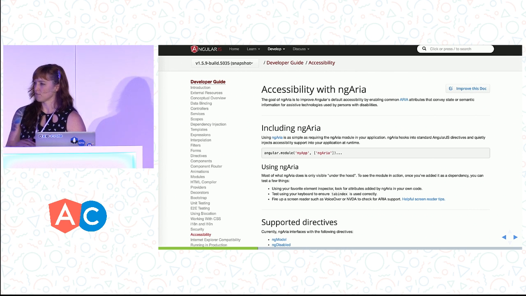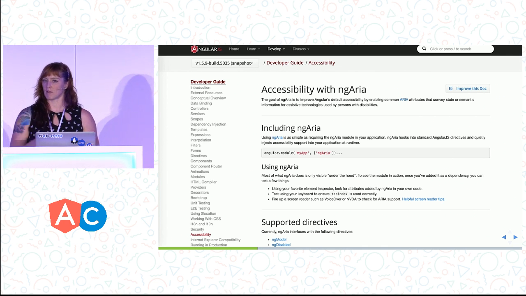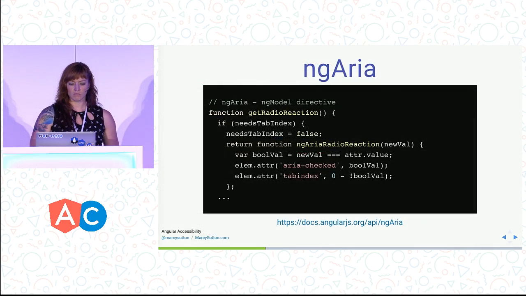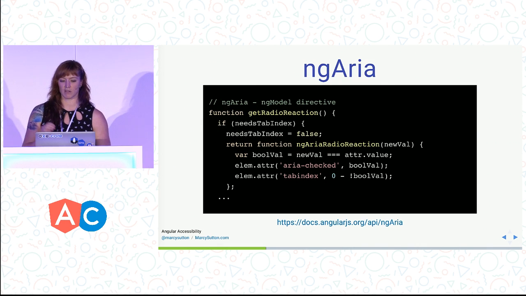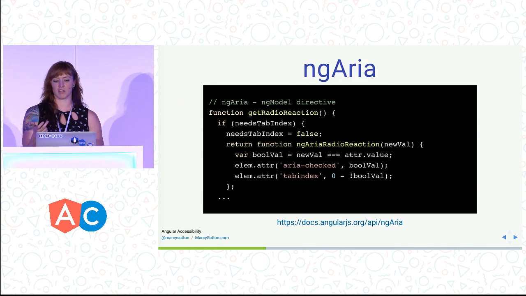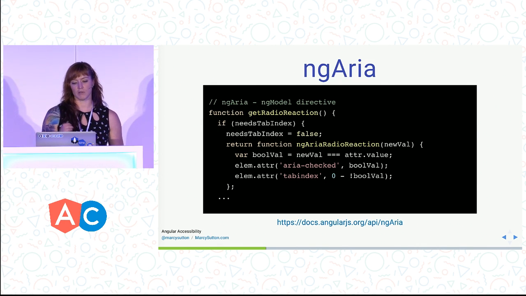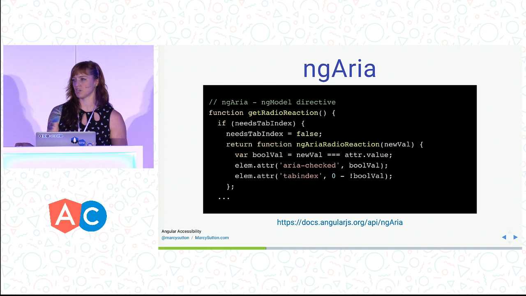And this was really great for a while. I think it got people thinking about accessibility. And here's an example of what it does under the hood. So ngAria will attach onto common directives like ng-model, and then it will output things like aria-checked.